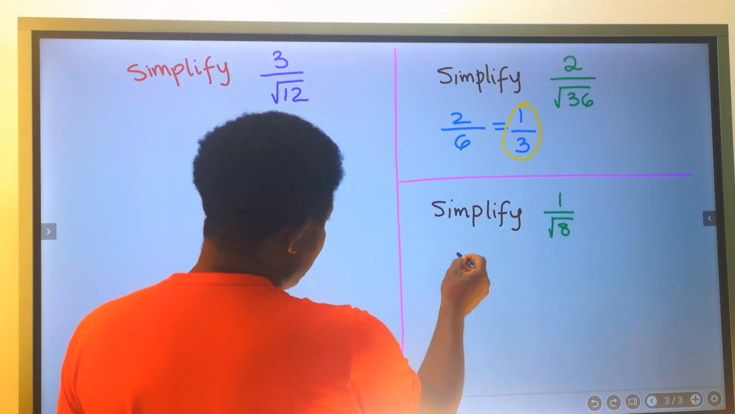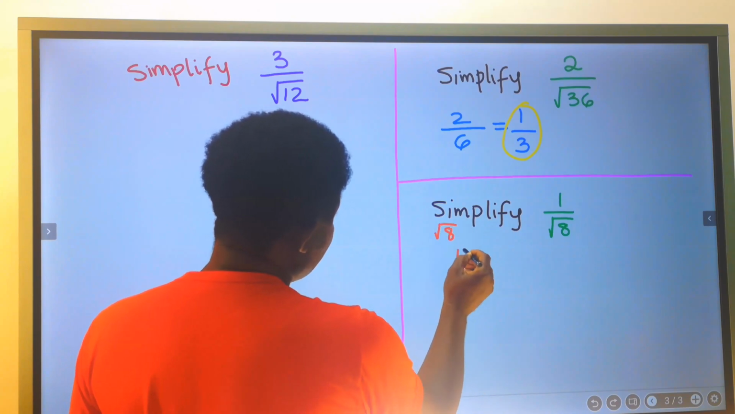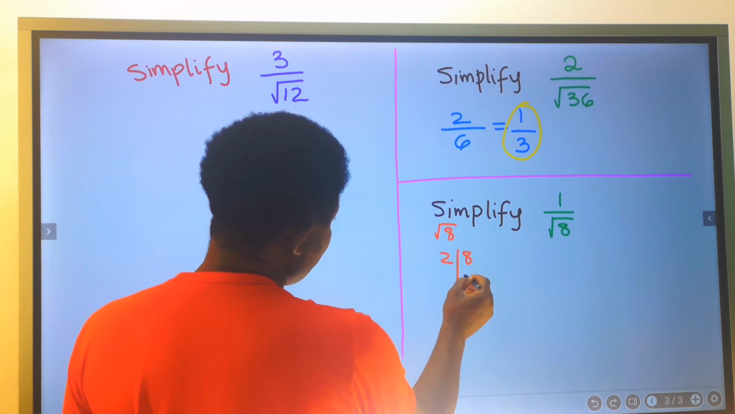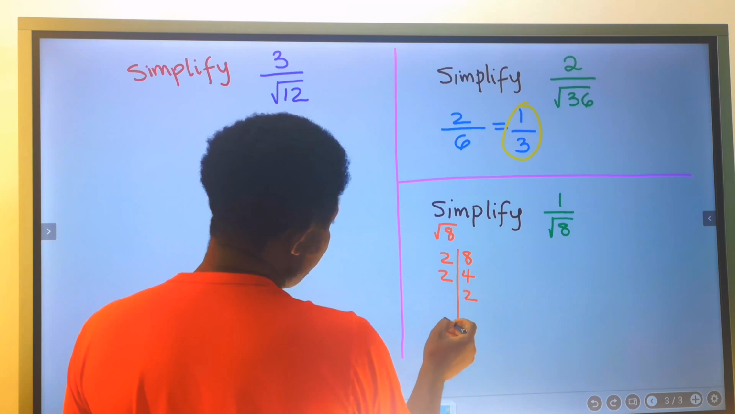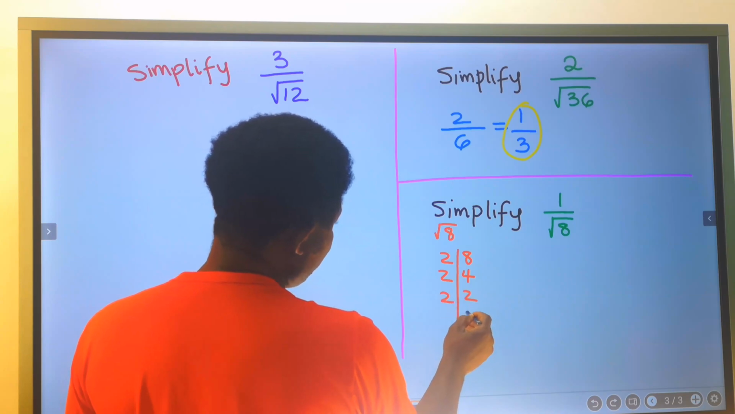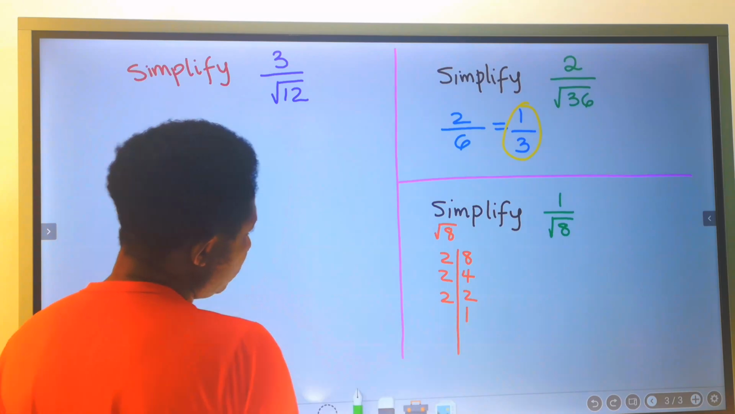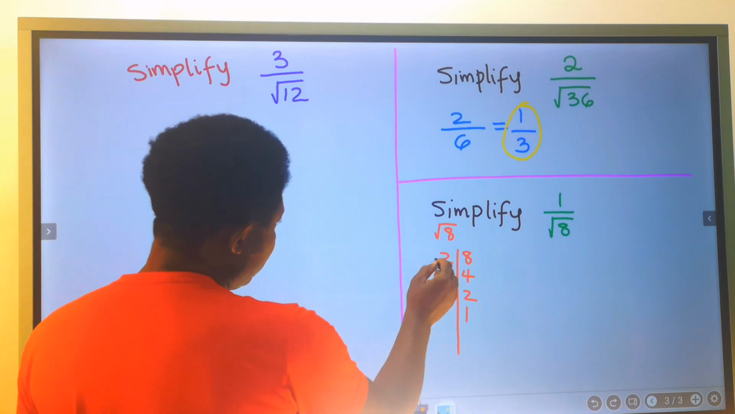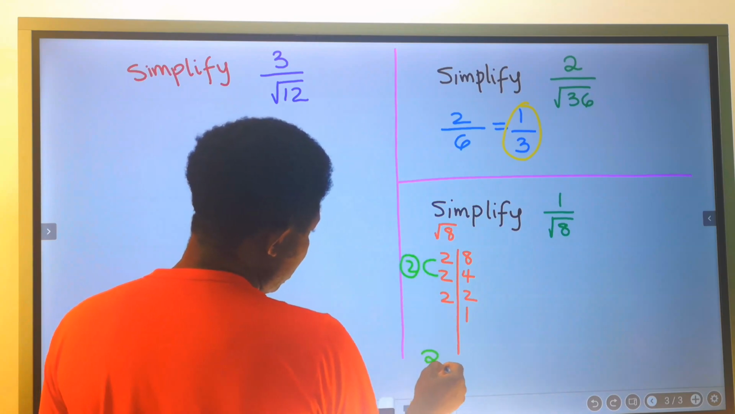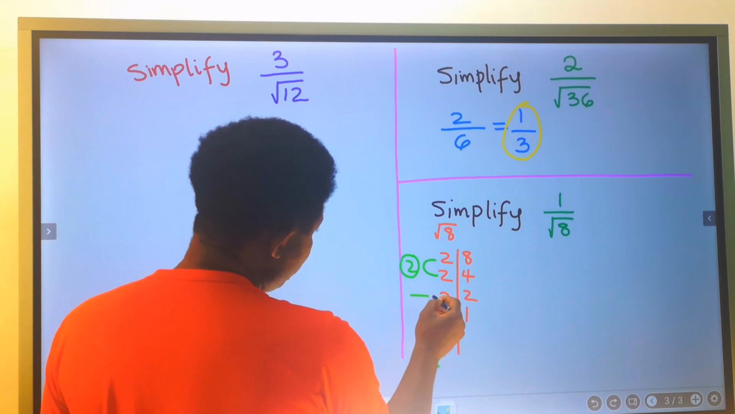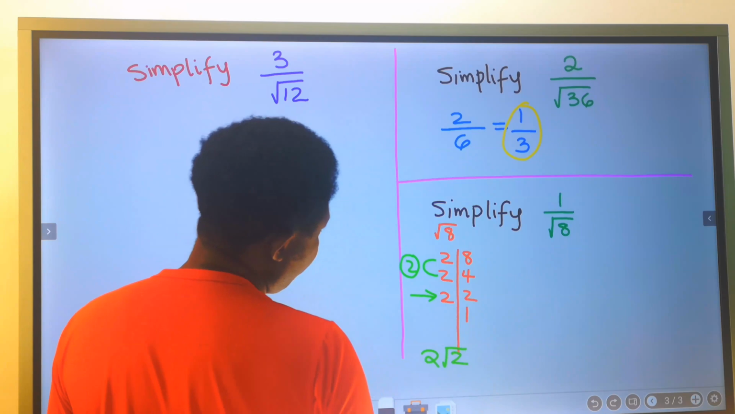With this, the square root of 8 is the same thing as writing 8. 2 into 8 is 4. And 2 into 4 is 2. And 2 into 2 is 1. When we get 1, we stop. Next, we pair. This 2 is paired. 2 is free. This 2 is not paired, and we're going to put it in root form.